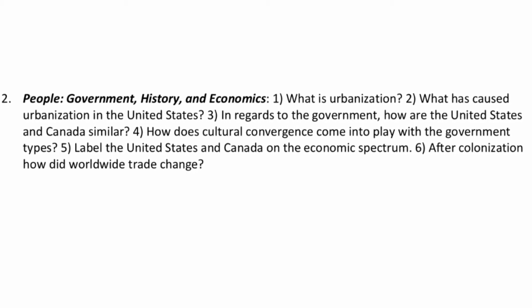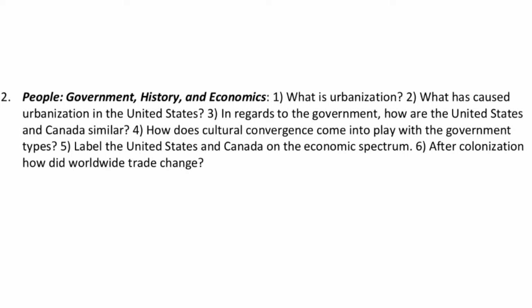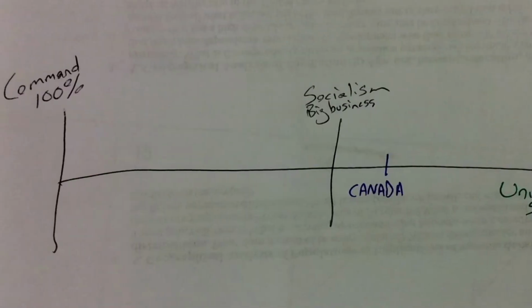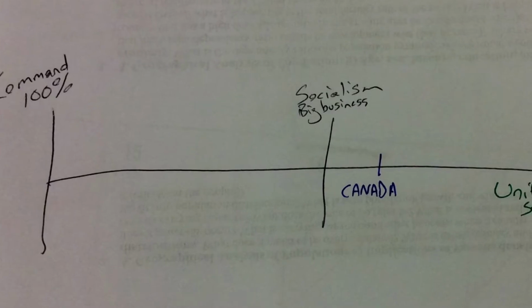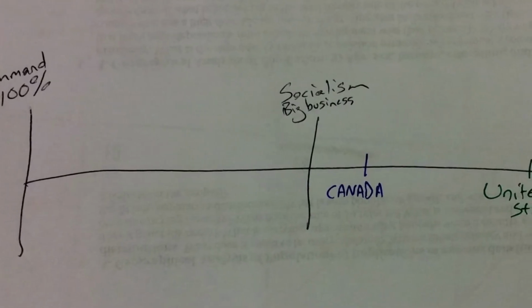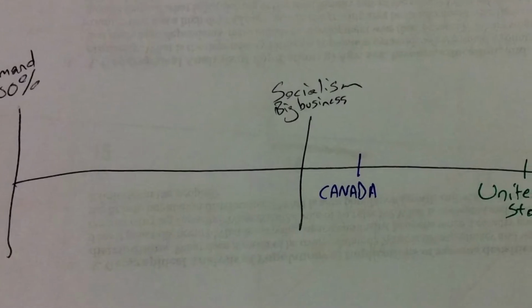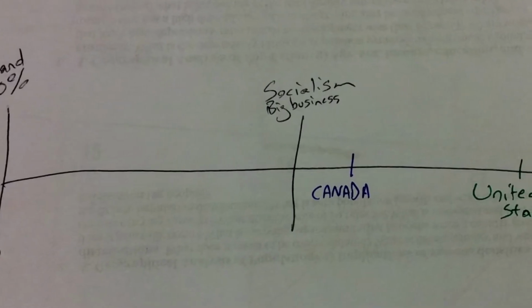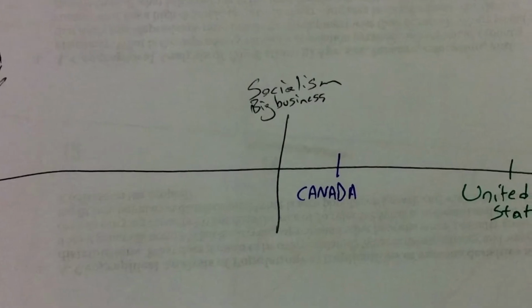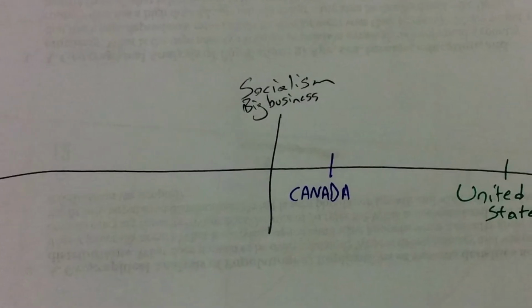Number 5, make sure that you can label the United States and Canada on the economic spectrum. Always, always, always on the economic spectrum, on the left is command economy. Remember, the economic spectrum and the government types are not the same thing. The economic spectrum is not showing you levels of development. It's just showing you how much power the government has in the economy.